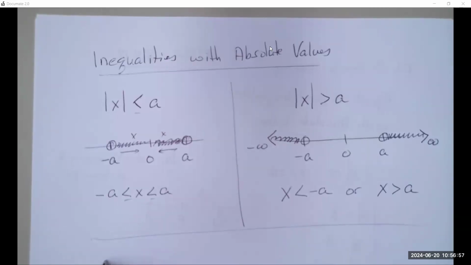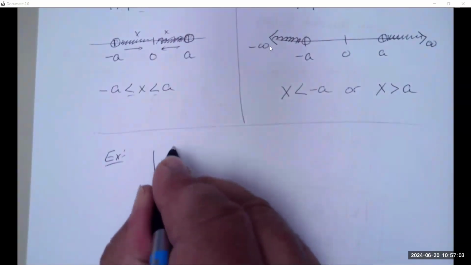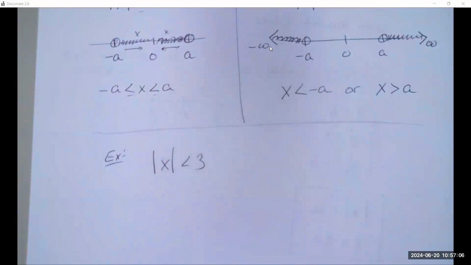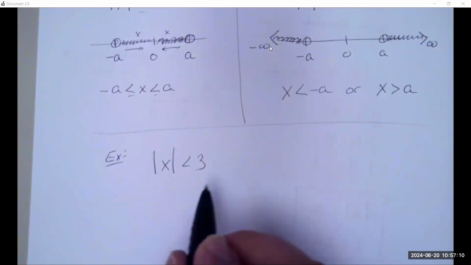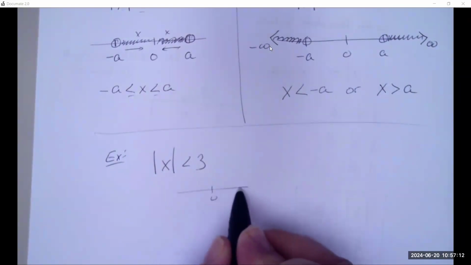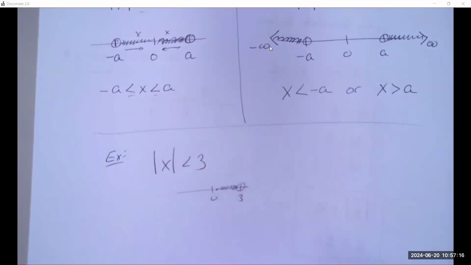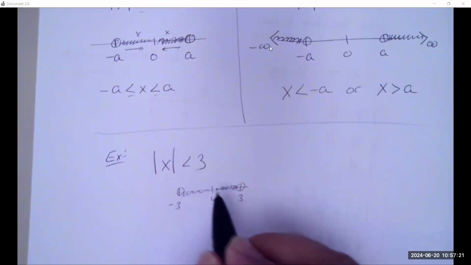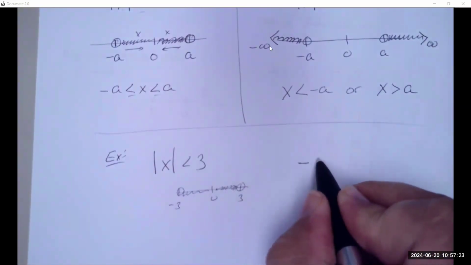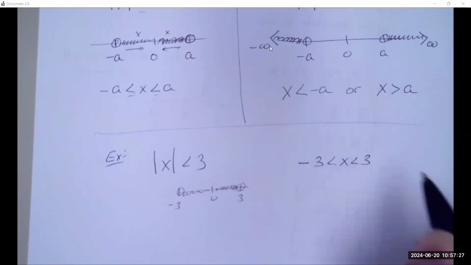So let's look at these examples. The absolute value of x is less than 3. So what that says, here's 0, there's 3, everything's less than 3. That means it's going to be negative 3 is less than x is less than 3.